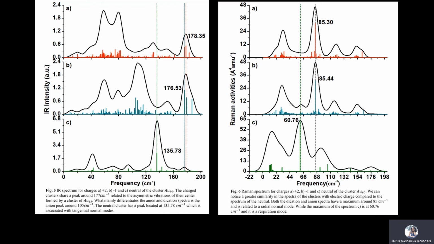The Raman spectrum follows the same pattern of identification as the IR spectrum, and also shares some similarities with it. The dication and the anion share a peak at a similar frequency, and the neutral has a greater peak but at a smaller frequency, and it is a breathing mode.